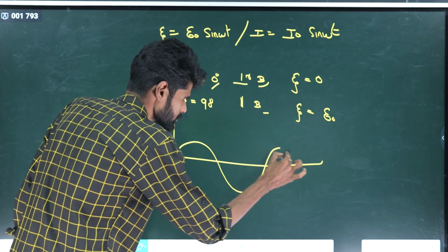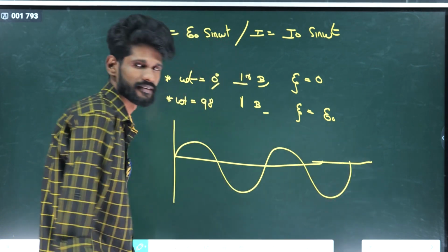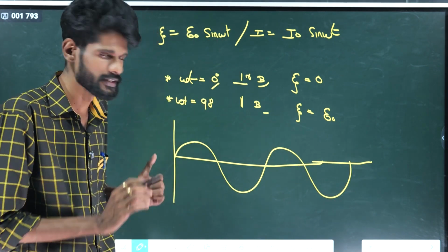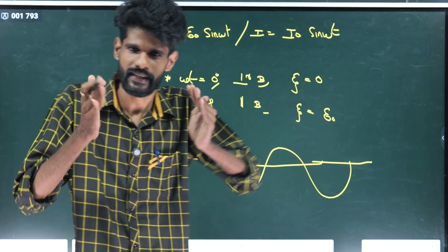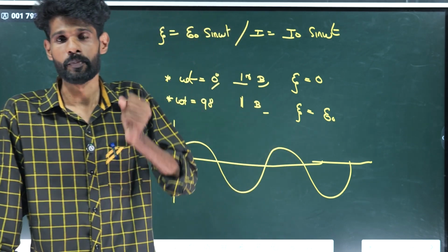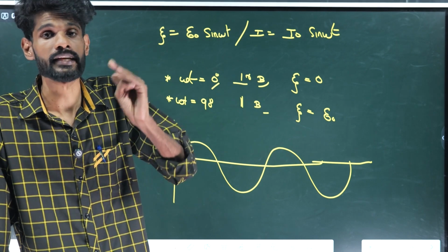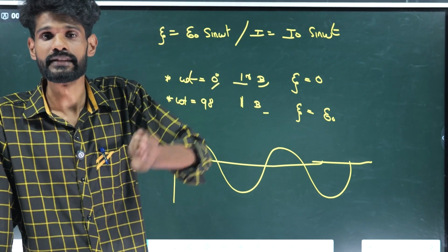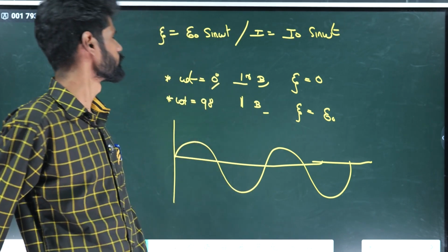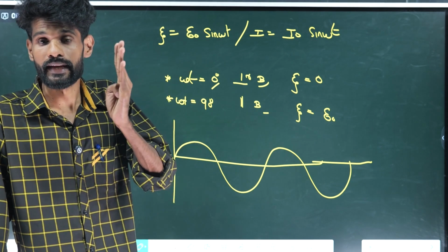Now this is the variation of induced EMF as well as the induced current. What happens? When a coil is rotated inside the magnetic field, the magnitude and the direction of the EMF change continuously. That EMF is known as alternating EMF.